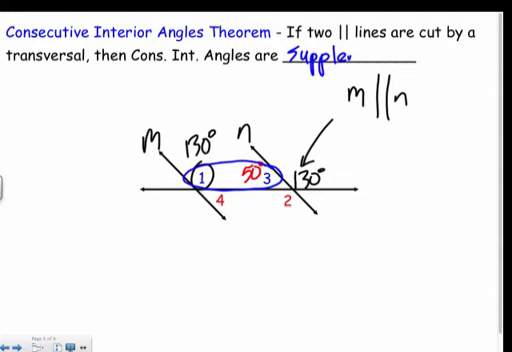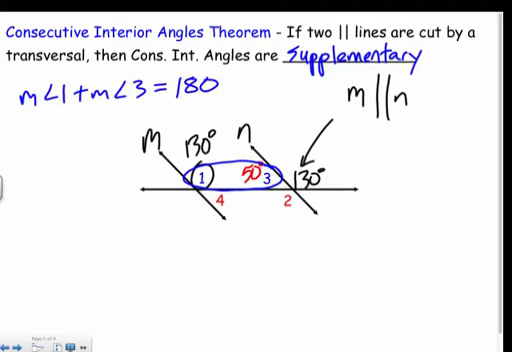Supplementary, right? So angle 1 and angle 3 would be supplementary. So consecutive interior angles are supplementary. So the measure of angle 1 plus the measure of angle 3 add up to 180. They are supplementary. Same thing with 2 and 4. Consecutive, so they're coming right next to each other. They're not alternating now. They're on the same side. Interior means inside the parallels. So if I added 2 and 4 up, I would get 180. They're also supplementary.